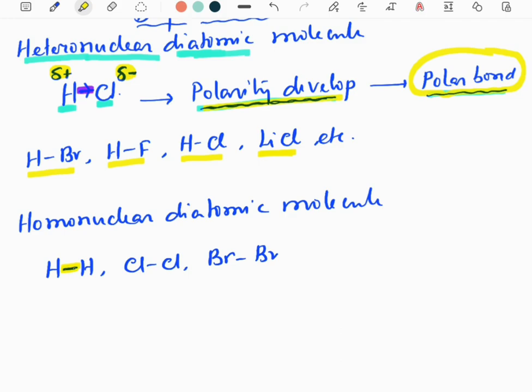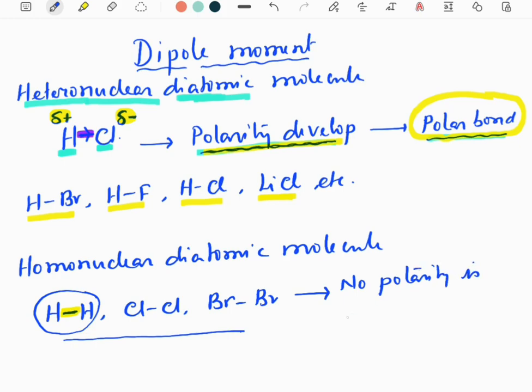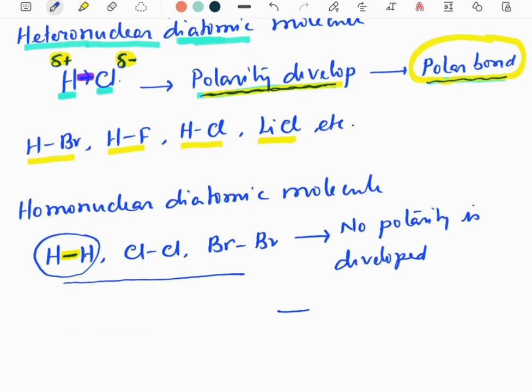So this bonded pair of electrons will not be shifted towards any side, and so there will be no development of partial charges. So in case of a homonuclear diatomic molecule, no polarity is developed, and these types of bonds are called non-polar bonds.